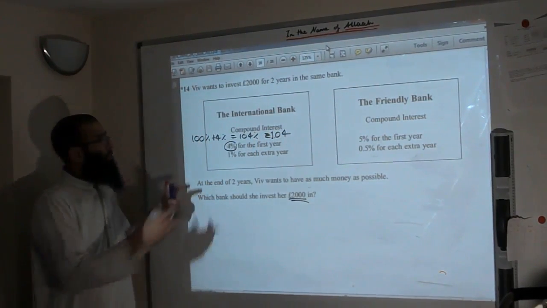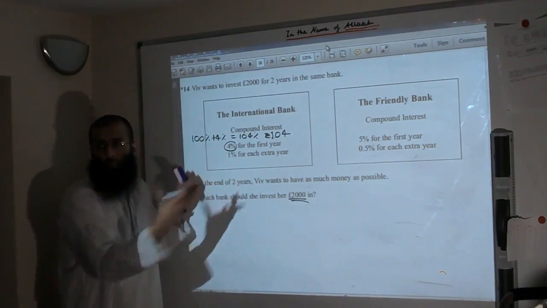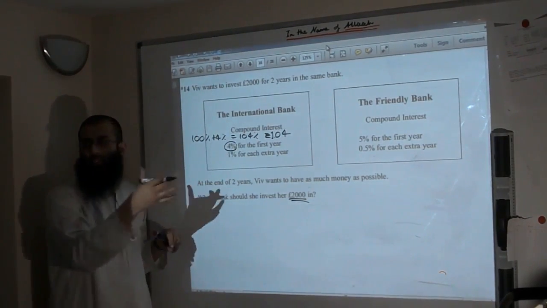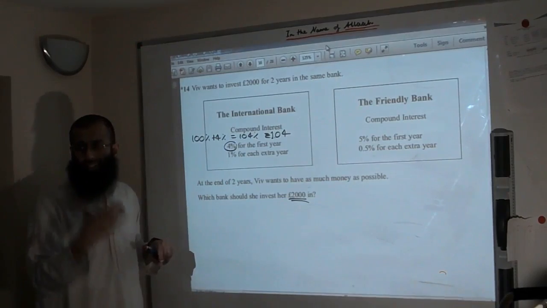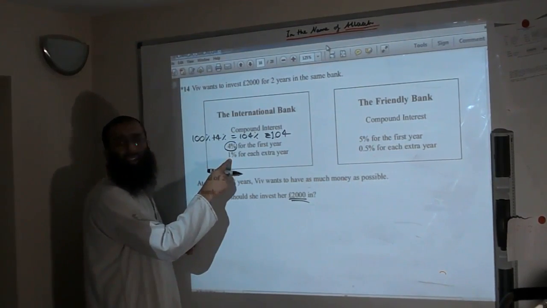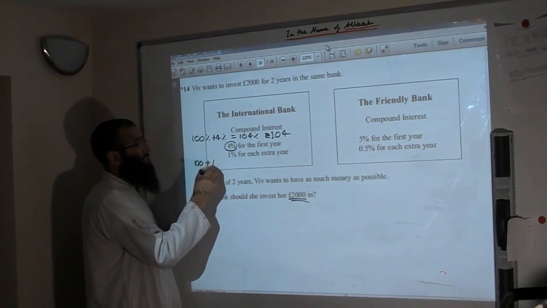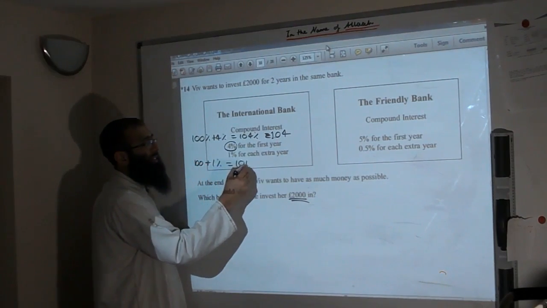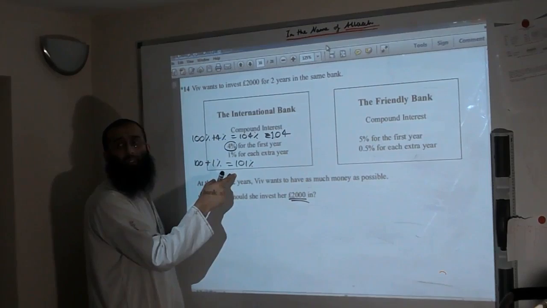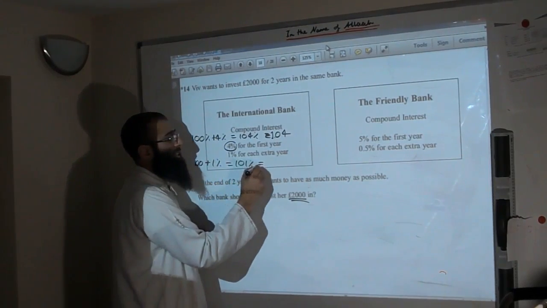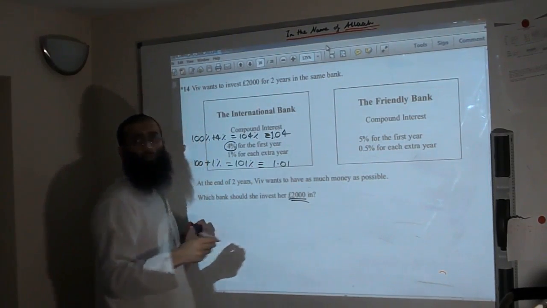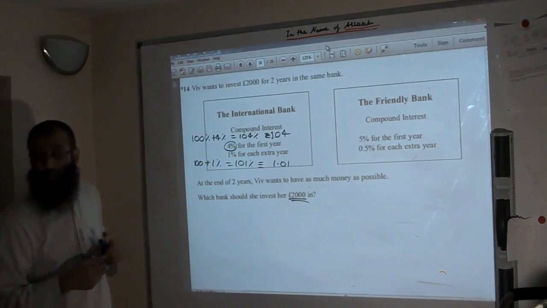1.04. So I'm explaining each bit individually, but you should be able to do that quickly in the exam. 4% increase means 1.04 as the multiplier. And then the next year is going to be 1% extra. So how much percent is that? 101%. Okay, which as a decimal is 1.01. Are you happy with that, folks?